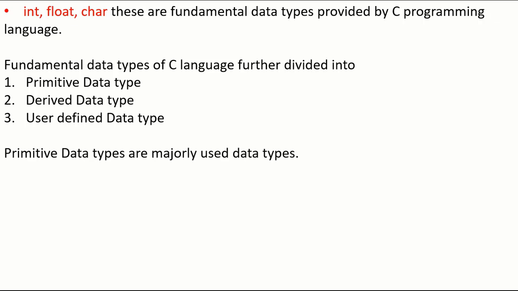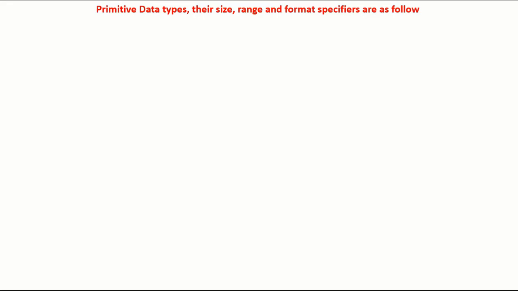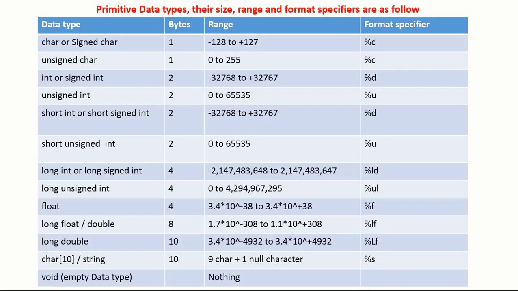Now, primitive data types are majorly used data types. Let's understand primitive data types. What are primitive data types? What is their size, range of possible values, and what is its format specifier? This is the chart of data type, number of bytes allotted in main memory to store their value, range of values, and their format specifier.